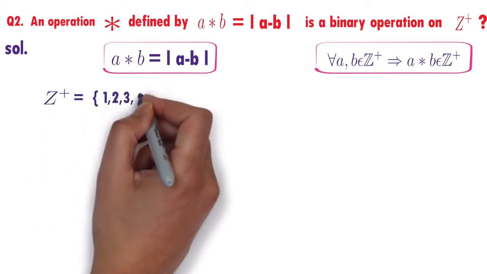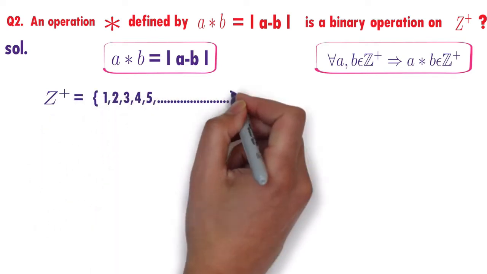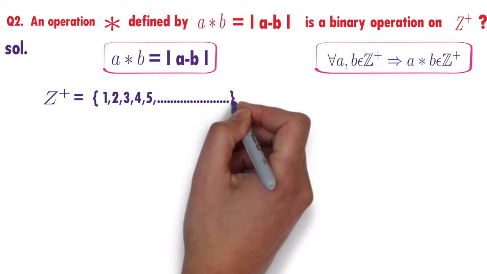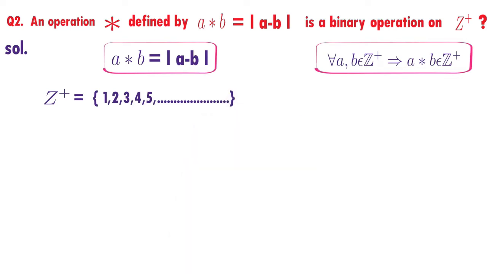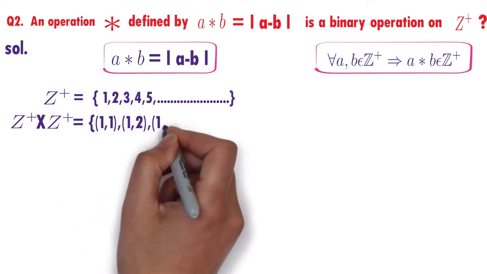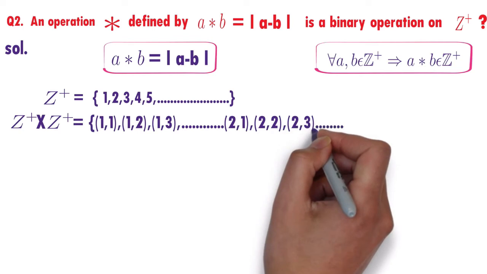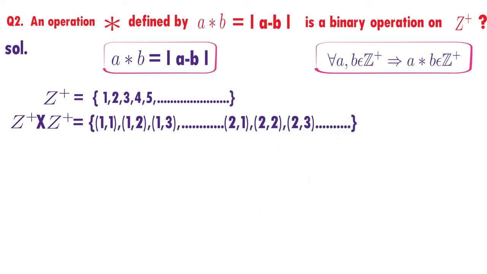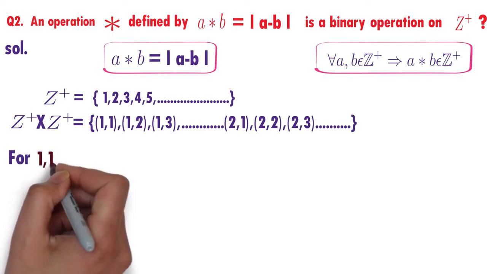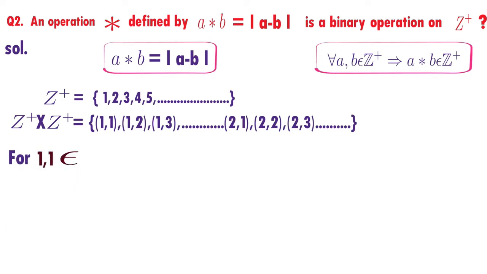What is Z plus? Set of all positive integers. You know what the set of all positive integers is. Now I'll calculate the Cartesian product of Z plus. Z plus cross Z plus is the set of all ordered pairs. You already learned this in the relations chapter. Now take the ordered pair (1, 1); both are positive integers.